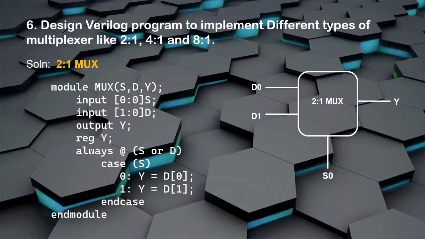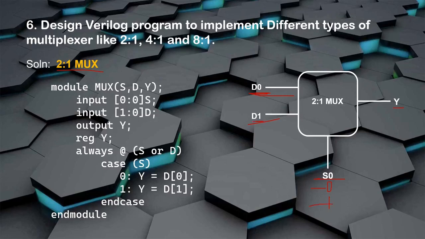Back to the question, the 2:1 multiplexer. As I said, we'll have 2 inputs, 1 select line and 1 output. The select line value will be 0 or 1. If the value of the select line is 0, then it will point to D0. If the select line value is 1, then it will point to D1.